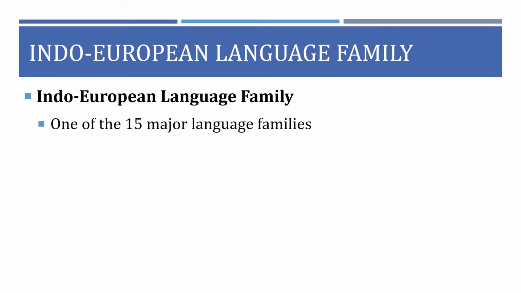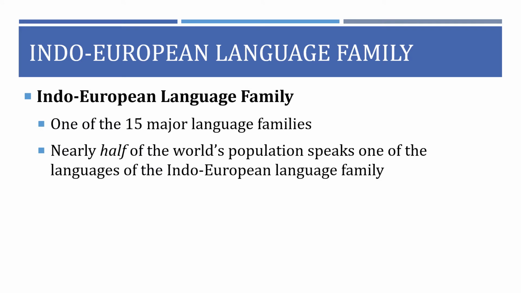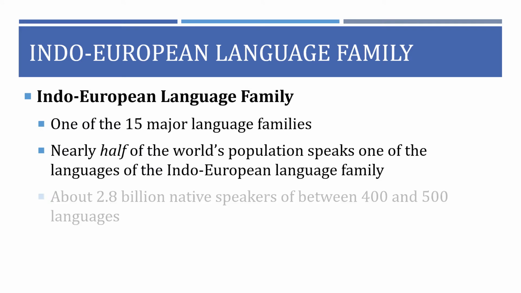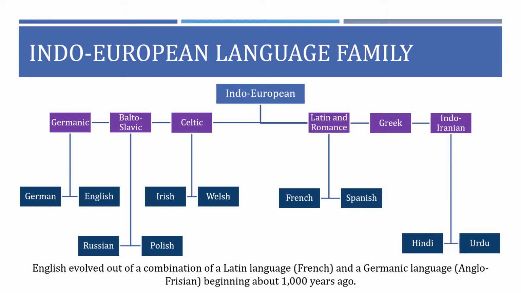So Indo-European is one of the 15 major language families. Nearly half of the world's population speaks one of the languages of the Indo-European family. About 2.8 billion native speakers of between 400 and 500 different languages. So the main different branches of the Indo-European family are Germanic, which is what the English language is part of, the Balto-Slavic, which are the Eastern European languages like Russian and Polish. We have the Celtic, which are the original languages of the British Isles. We also have the Romance branch, which is French and Spanish and Portuguese and Romanian. We also have the Indo-Iranian, which are the languages found in South Asia, like Hindi and Urdu and Bengali.